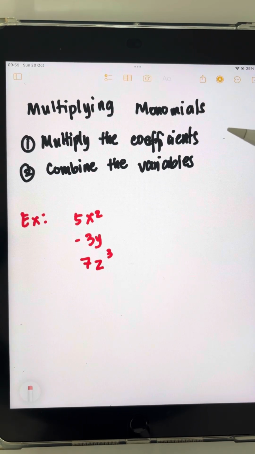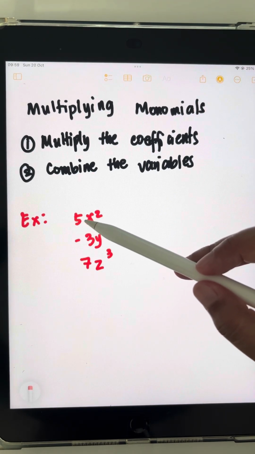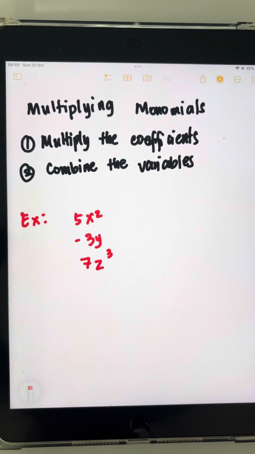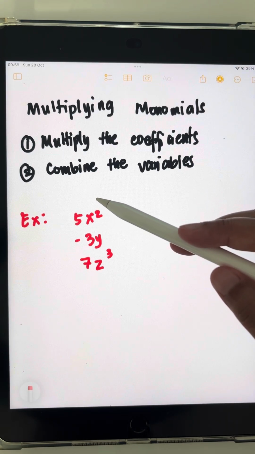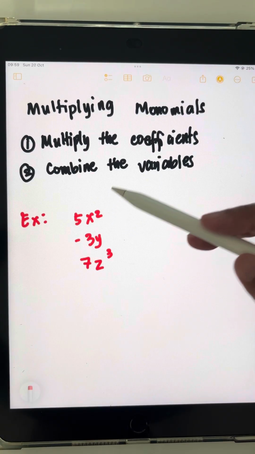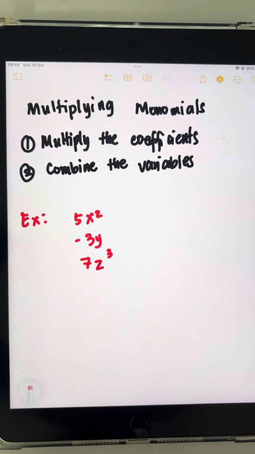To multiply monomials, first you have to multiply the coefficients. Coefficients are the numbers present in the term. Let's say, for example, 5x squared. The coefficient is 5, the variable is x, and 2 is the exponent. Okay? Second, combine the variables.